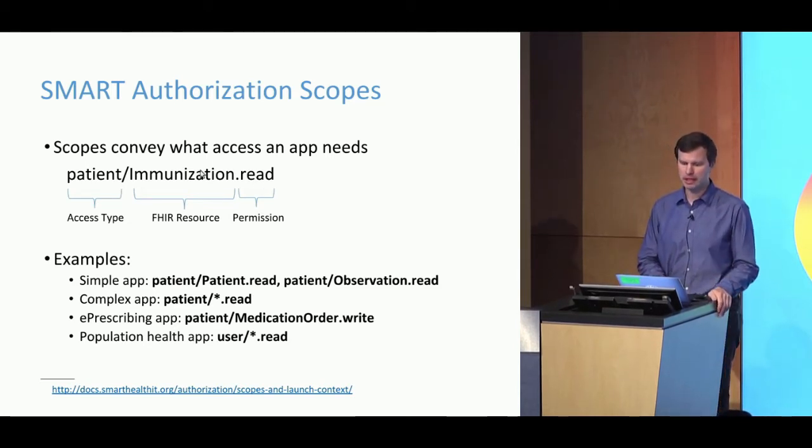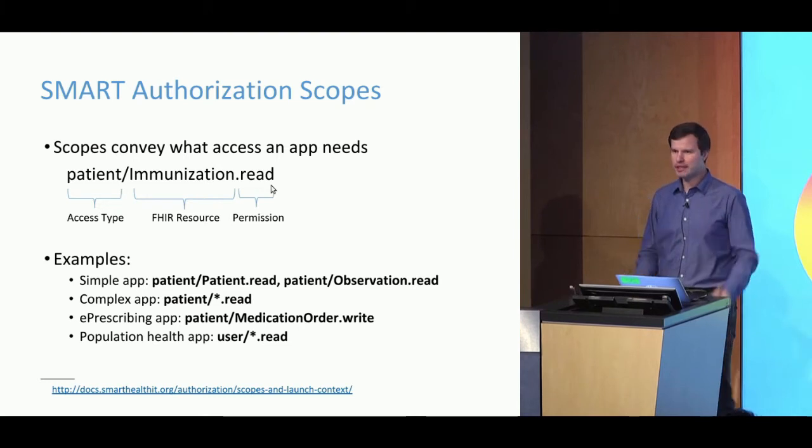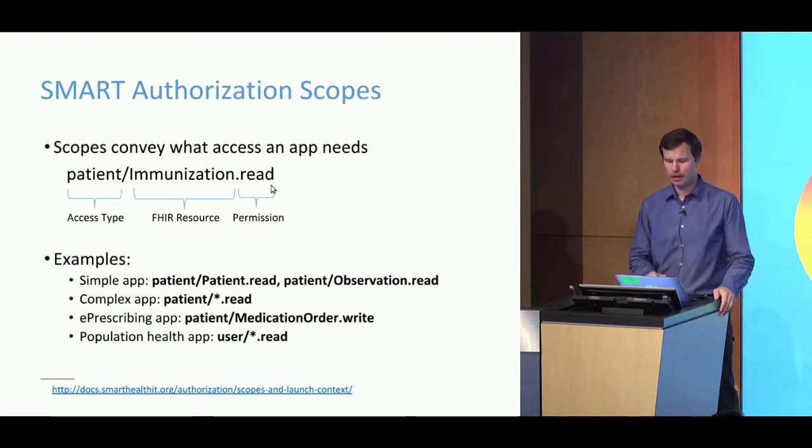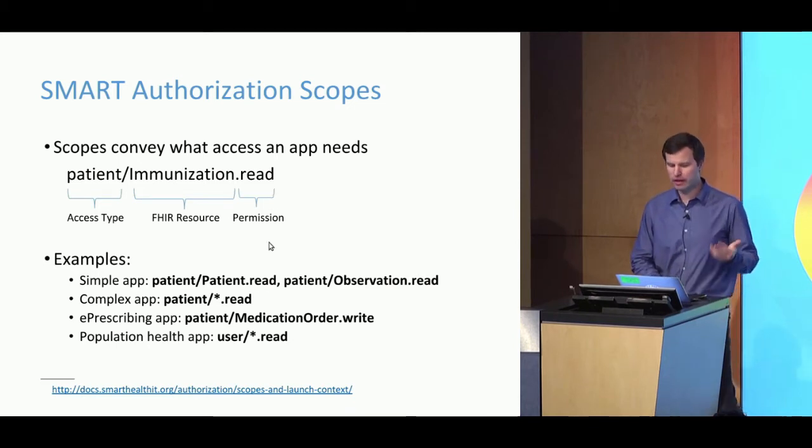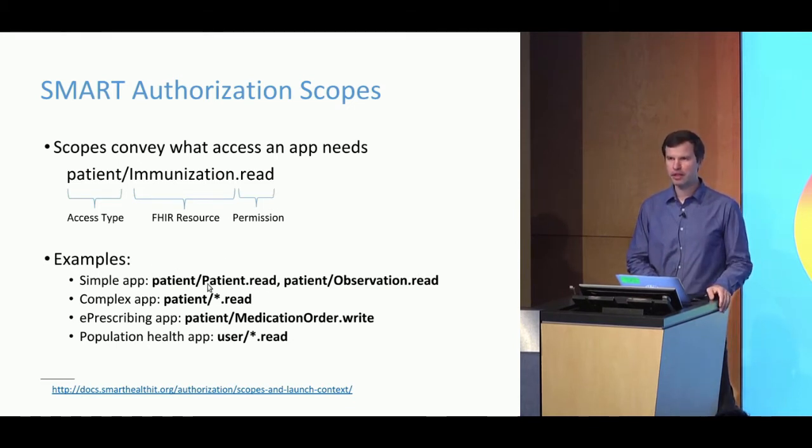And by putting these three pieces together, an access type, a FHIR resource, and then the permission on it, we create what's called a scope. And an app can ask for as many scopes as it needs to get its job done. So for example, if I've got a simple app that's showing me historical vital signs, it might ask for the ability to read a patient's demographics, so that's patient.read, and to read observations, so that's observation.read.